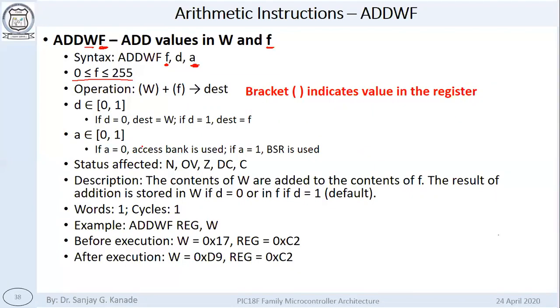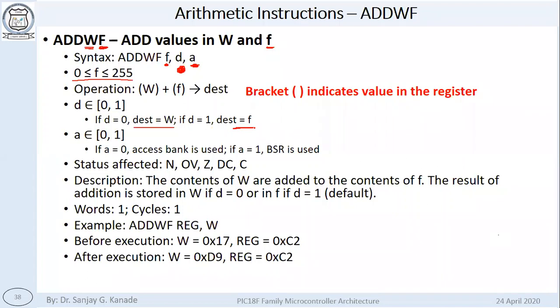Now the operation is very similar. The instruction also will explain this. Add the contents of W with the contents of F. And where to store the result? It is decided by this D bit. We have seen yesterday the D bit, right? The destination bit. If D bit is equal to 0, destination will be W. If D bit is equal to 1, destination will be F.